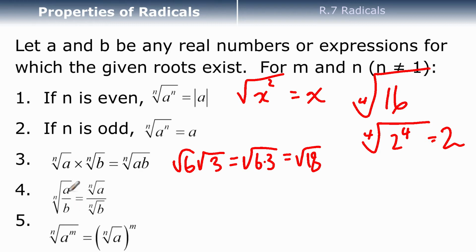When you're dividing quotients, it's the same kind of rule. And lastly, if I'm taking the nth root of anything that has a power, I can write it like this, or I can just write the nth root of a and then raise that whole thing to the mth power. So that power m could be inside the radical or it could be outside. So we can move those around.